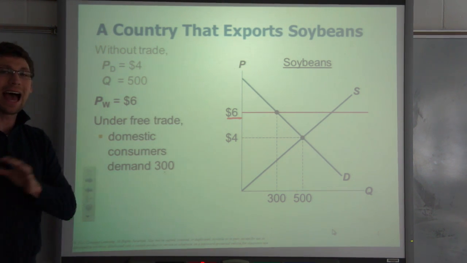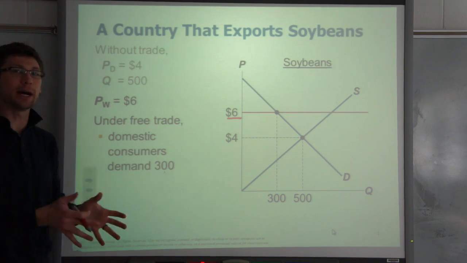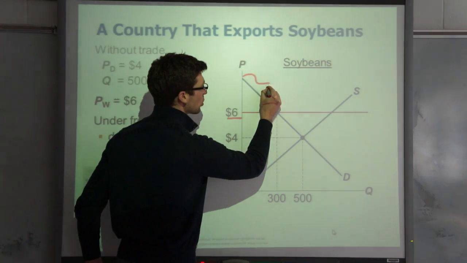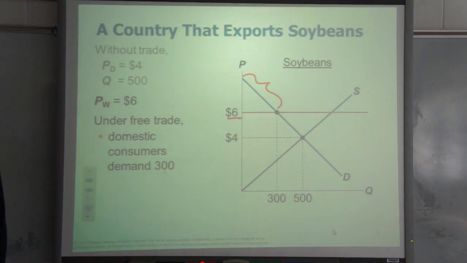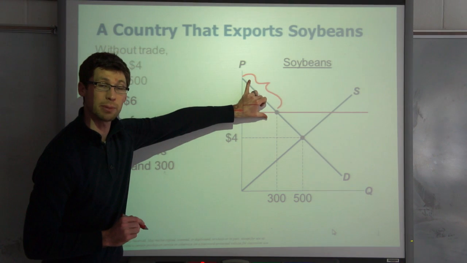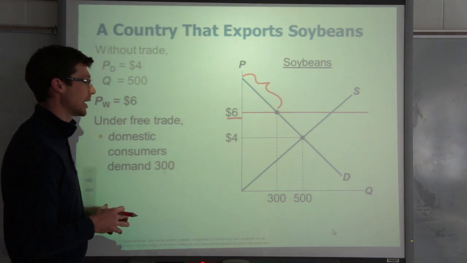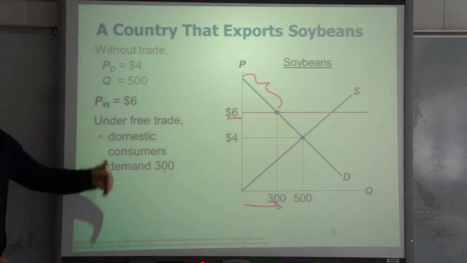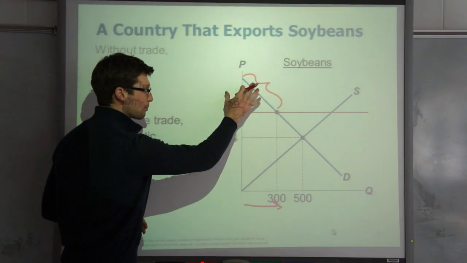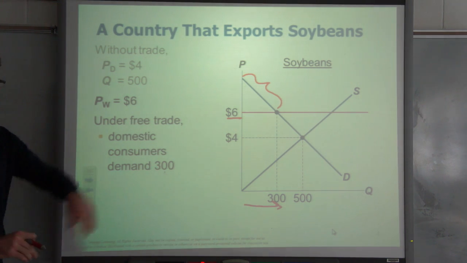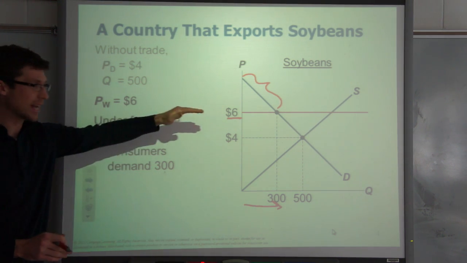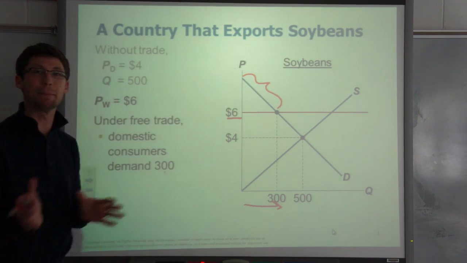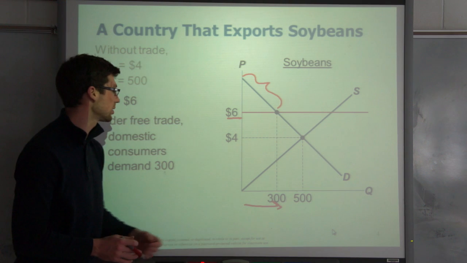So the question is, how many domestic consumers are still buying soybeans? It's only going to be those that value soybeans the highest. This section of the domestic demand curve represents those who value soybeans the highest. From 0 to 300 units, somebody, let's say this is the United States, values that product more than $6. So if the world price is 6, and that's the price that is being charged to everyone, this is going to represent domestic consumption, 300 units of soybeans.